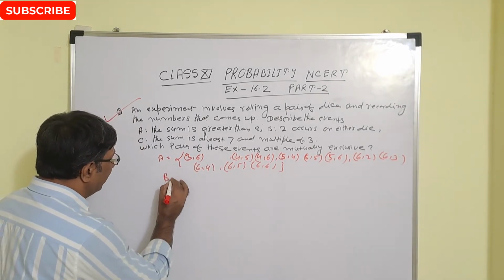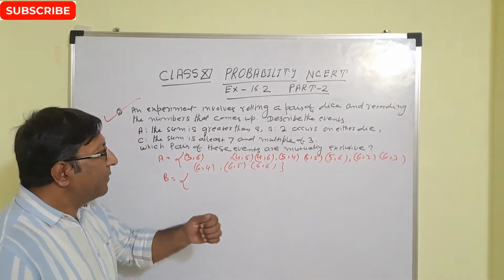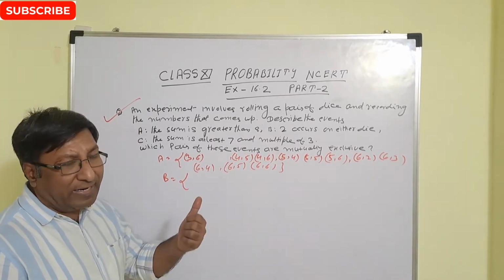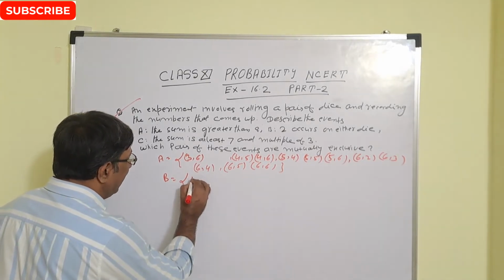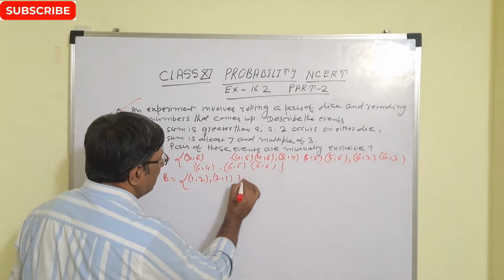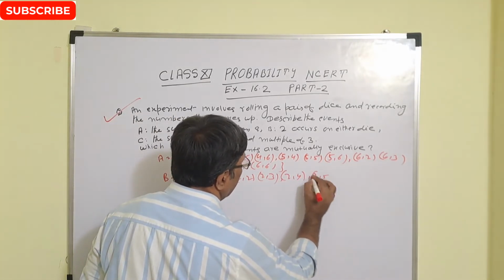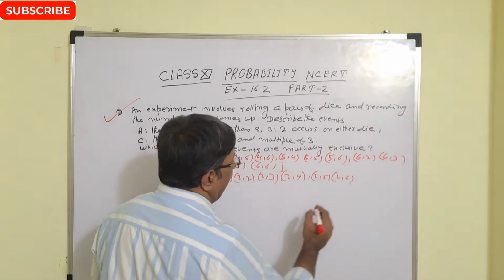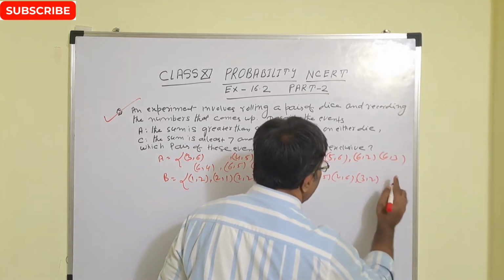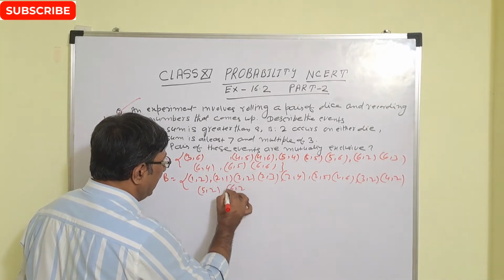Now see what B is. B is 2 occurs on either die. That means 2 on the first die or on the second die. So B, 2 occurs on either die. So what is the answer? 1, 2, 2, 1, 2, 2, 2, 3, 2, 4, 2, 5, 2, 6, and 3, 2, 4, 2, 5, 2, and 6, 2.